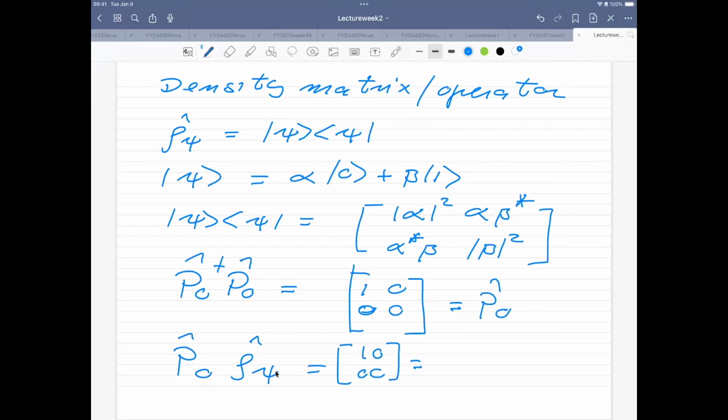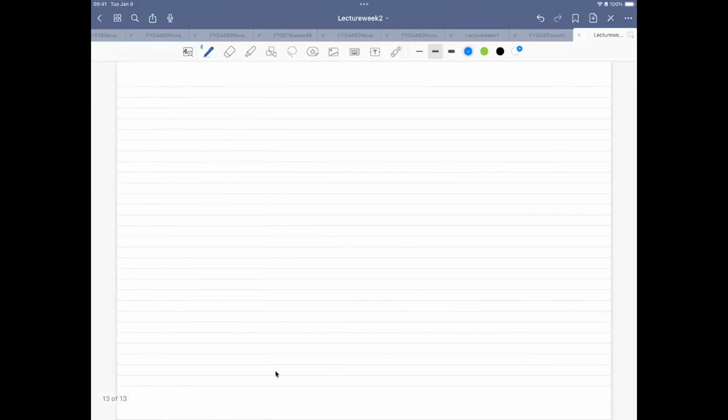multiplied with the matrix which we have here: alpha squared, alpha beta, beta alpha, and beta squared. So if I do that, what I'm going to get is simply a matrix where the elements in the lower row are equal to 0. So this gives us, when we have performed the operation, simply alpha squared, alpha times beta, 0, 0.